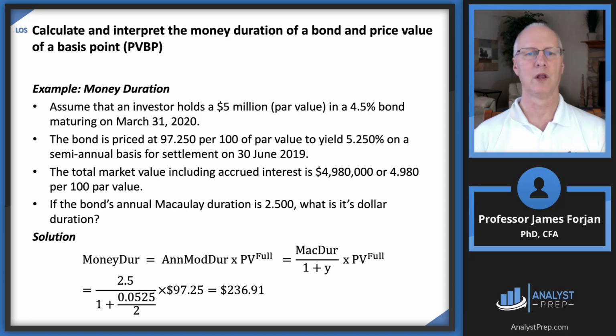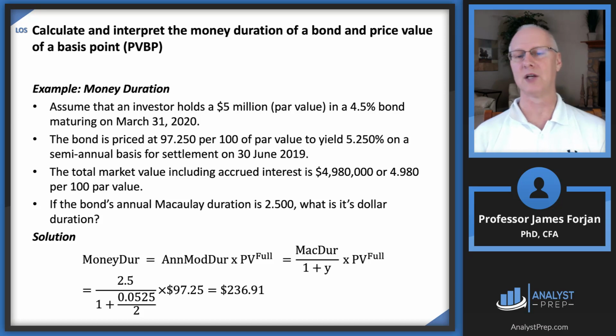Yield 5.25. There's the price, 97.25. Semi-annual basis. Total market value, including accrued interest, is 4.98 million. There's the Macaulay duration. What is the dollar duration? All right, so we're just going to use that formula there. We're going to take the 2.5 for the Macaulay duration in the numerator. And we're going to discount it, right? So we're going to divide by 1 plus the yield on the bond, which was 5.25, and we have to chop that in half because it's semi-annual. And then we're going to multiply that by the price of the bond.